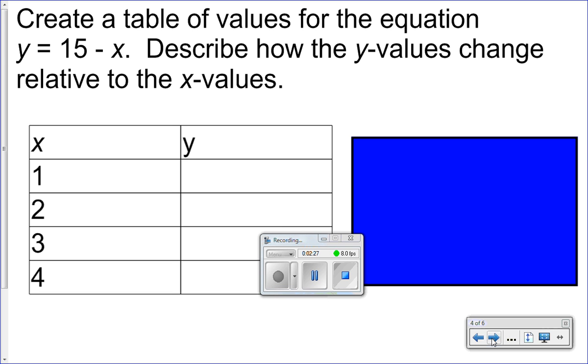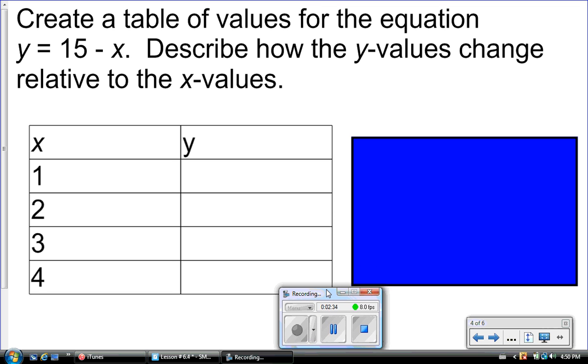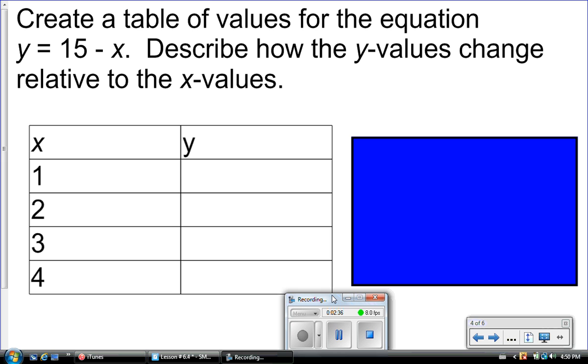Okay, let's try out this one. Create a table of values for the equation y equals 15 minus x. Describe how the y values change relative to the x values.